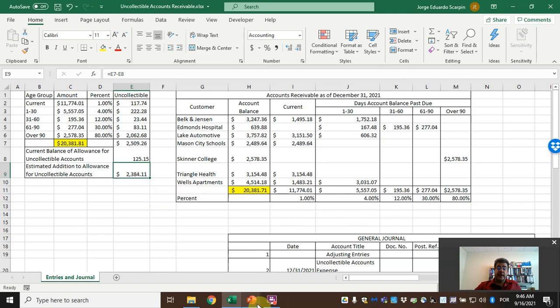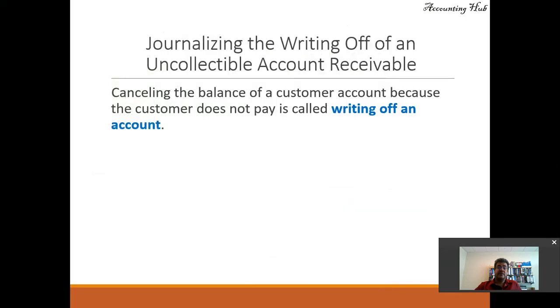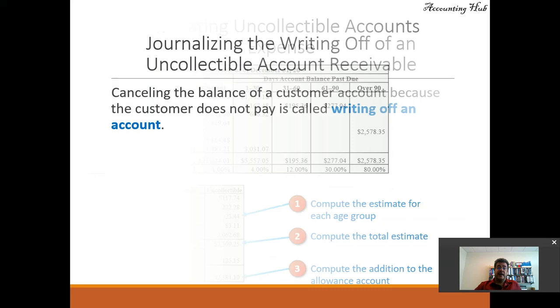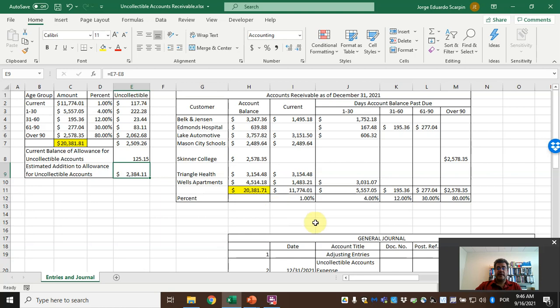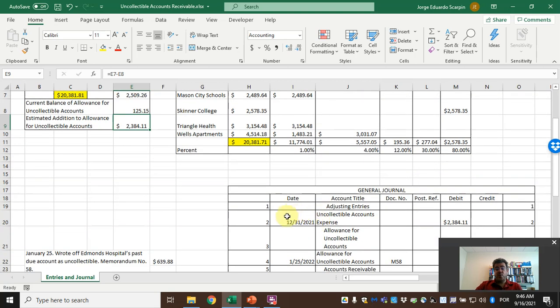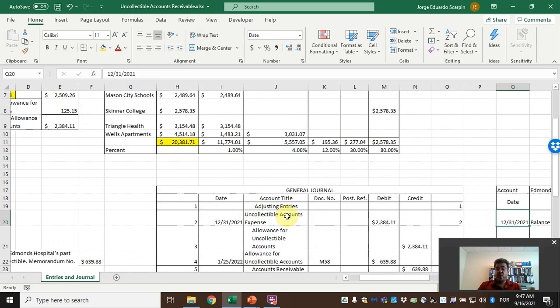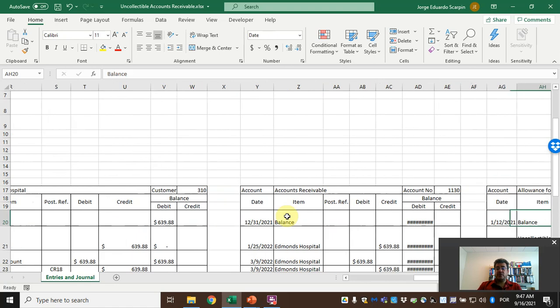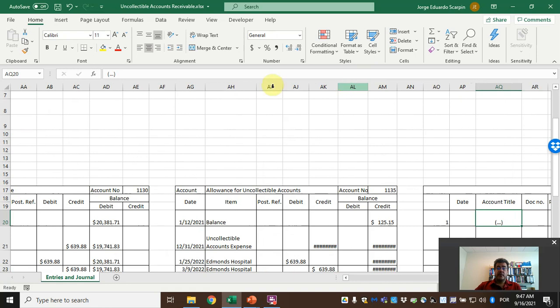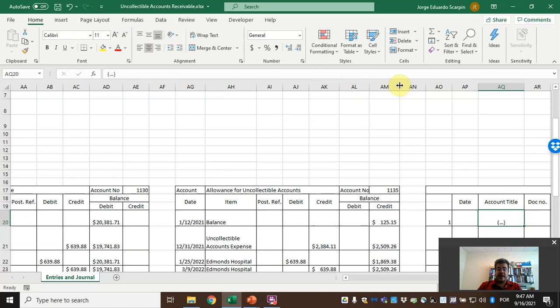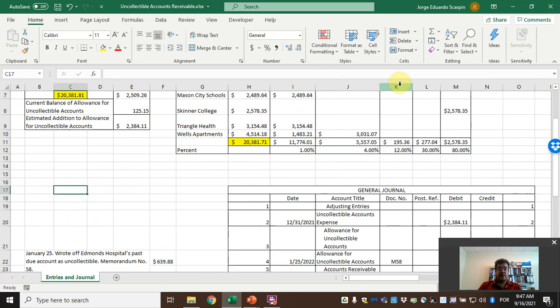We need to journalize it. How do we do that? First of all, let's journalize this expense. Here we only use the general journal because we have no cash, no accounts receivable, nothing. We only have the ledger of the allowance for uncollectible accounts. So let's do it here.